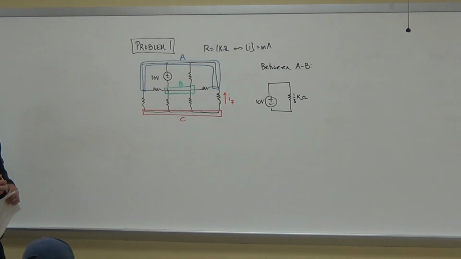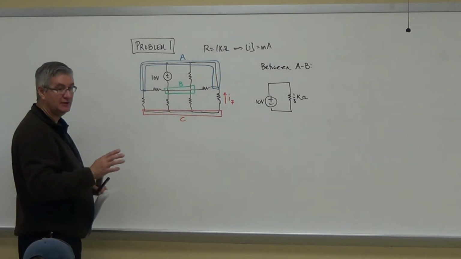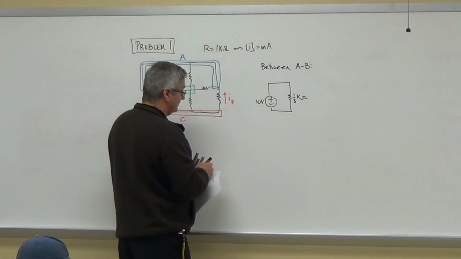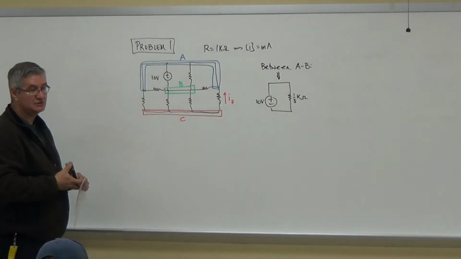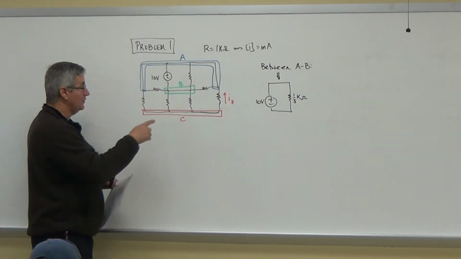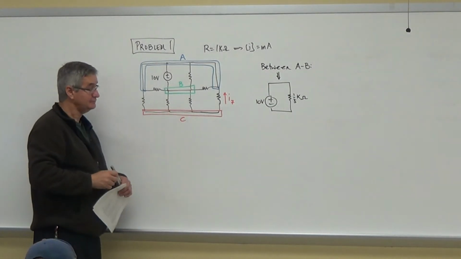Typically, I would have written 1/3. So just between A and B, this is what I get. Right? That's what I get. So now, let's look at the other one. So now let's focus on BC here.